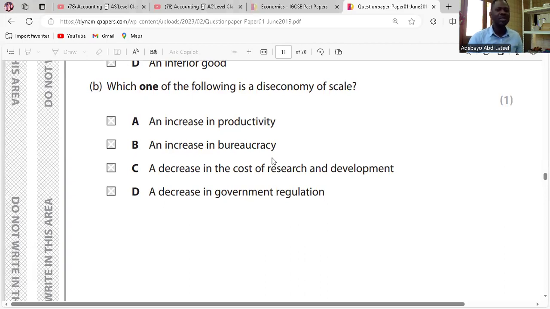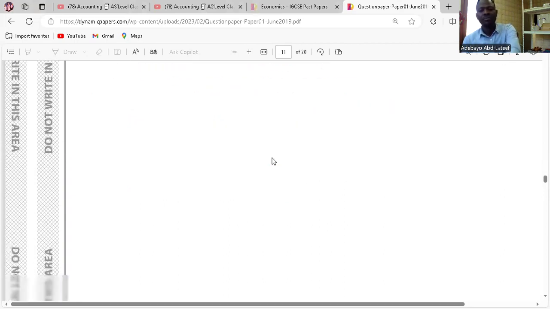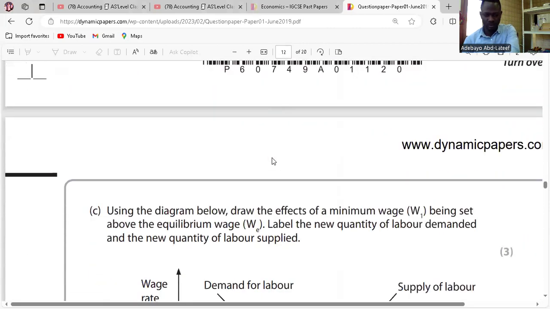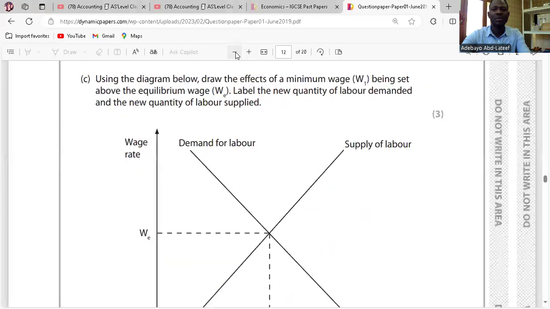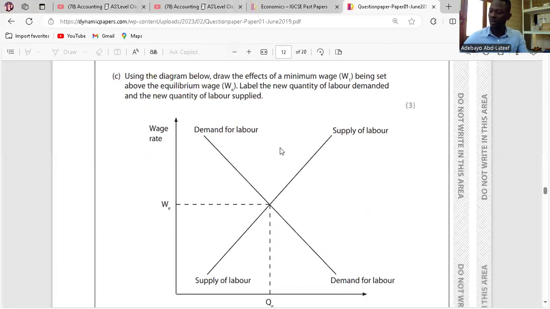So we go to C, a decrease in the cost of research and development. A decrease in the cost of research and development brings about a reduction in average cost. So it is not diseconomy, it's rather economy of scale. A decrease in government regulation will bring about a fall in the cost of production, which is also going to link to average cost falling. So the answer is B. Clear? Good. Go to C. Have the graph. Okay.